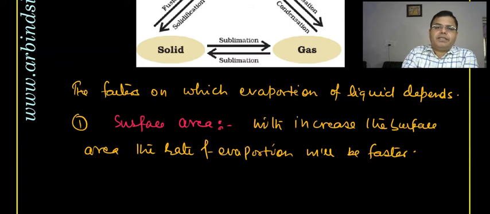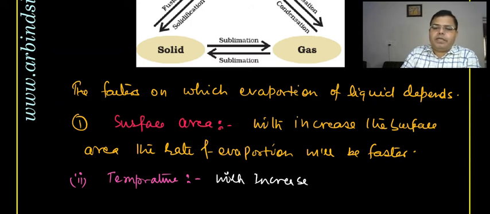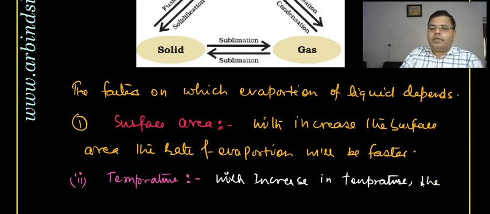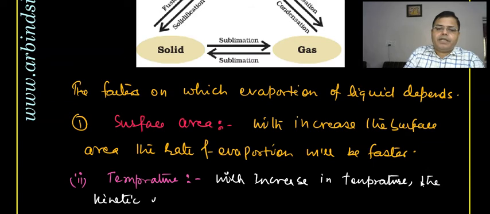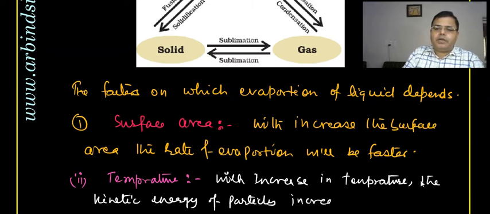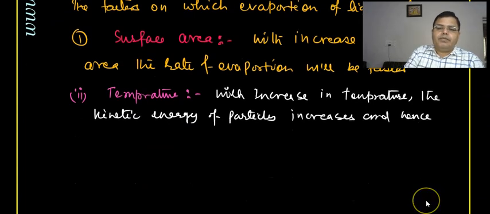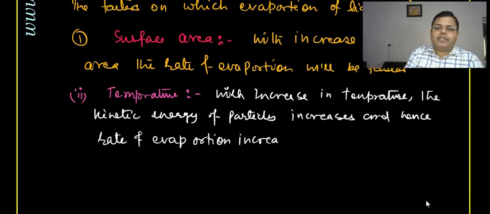The second point on which it depends is the temperature. Temperature also plays a very important role. With an increase in temperature, the kinetic energy of particles increases, and hence the rate of evaporation increases, that is, at a faster rate.